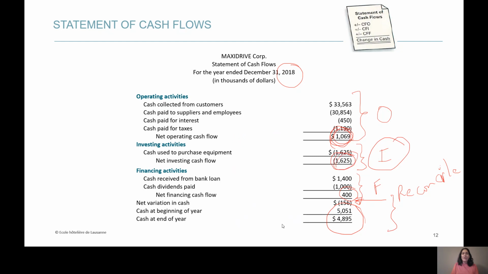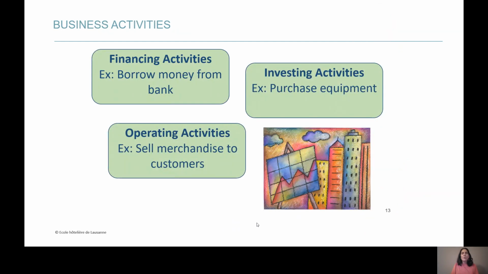I like it when I is negative. I like it when I see here minus 1,625, because it shows me that the company has invested in machines, in equipment. It shows me that the company believes in its future. It shows me that the company is ready to compete in the future. So I like it when it is here negative. And if I put together these three numbers, as I said, I explain how come the beginning balance of 5,051, which was the amount of cash I had at the beginning of the year in my balance sheet, how come it has become 4,895.